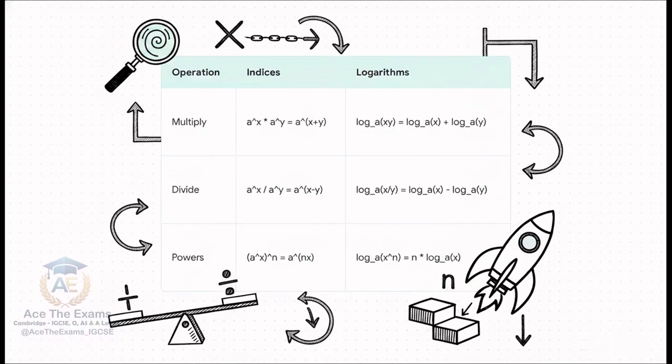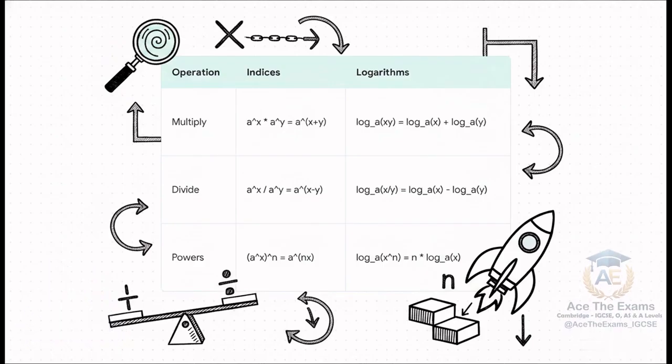Think about it. When you multiply numbers with the same base, you add their powers, right? Well, similarly, the logarithm of a product, like x times y, is equal to the log of x plus the log of y. When you divide, you subtract the powers. So the log of x divided by y is the log of x minus the log of y. And then there's my absolute favorite, the power rule. When you have the log of x to the power of n, you can pull that little n right down to the front and just multiply it. We are basically just recycling algebraic rules to make complex equations totally manageable.